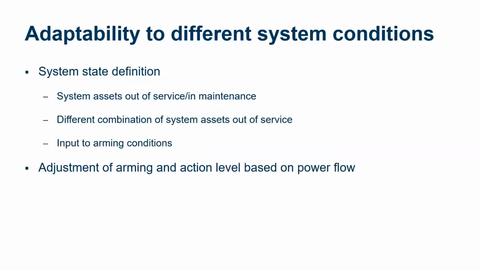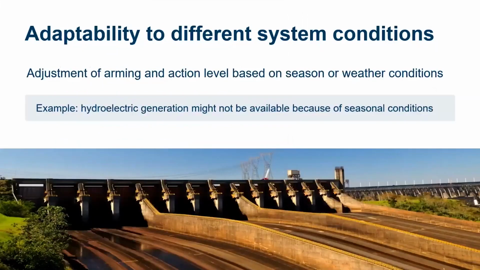RAS systems can be designed to be more adaptive by considering different system states, which could be a combination of assets out of service at any given time. The actions can be different based on what system state the RAS is currently in. Similarly, the power flow or weather conditions can be used as an input to arm and select the level of remediation that needs to take place. The parameters can be selected and updated automatically for a certain time duration.